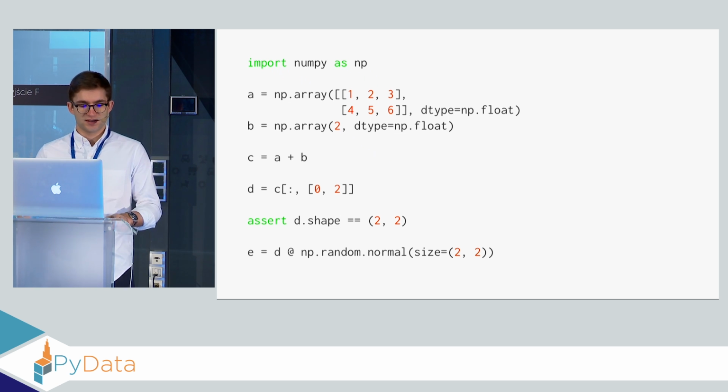Just in case you don't know NumPy too well, generally you can construct those arrays like this. They can be multidimensional, so at the top you have a multidimensional array. You can wrap scalars as well. Then you can do operations on those arrays. You can take columns, slices, whatever, check their shape. The add operator is matrix multiplication. You can generate random matrices, all this.